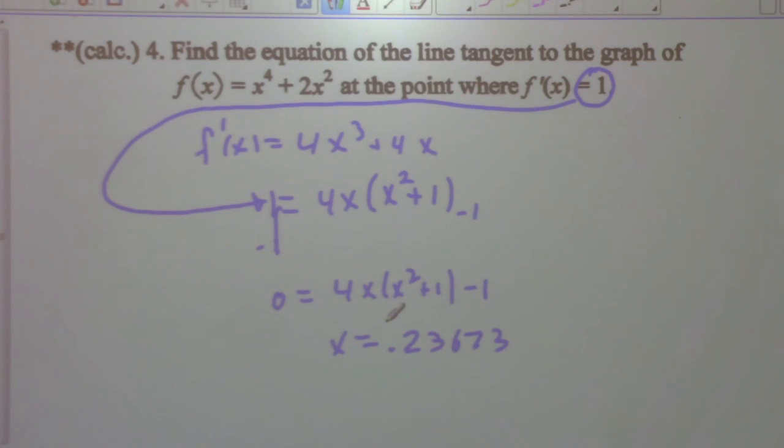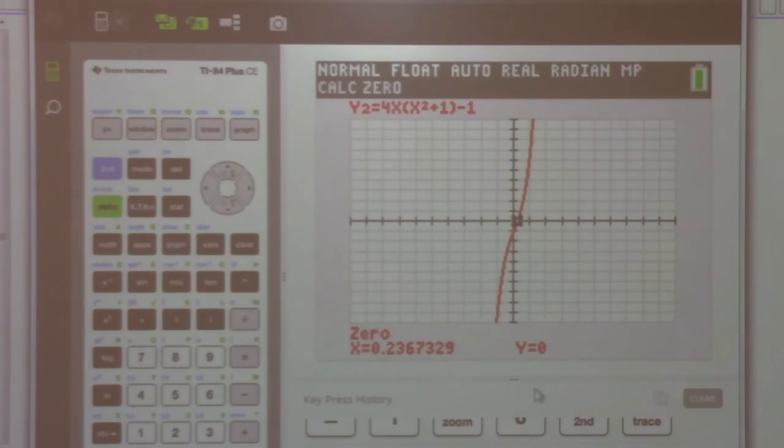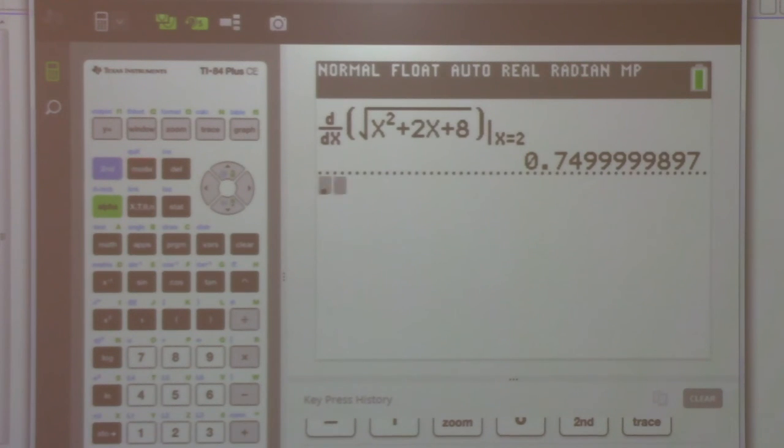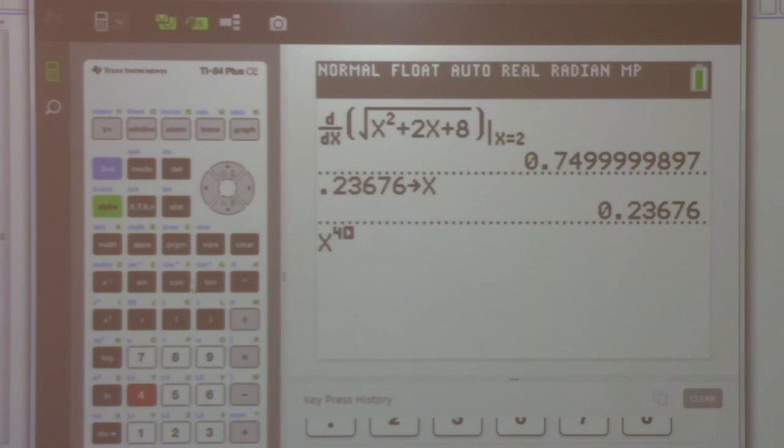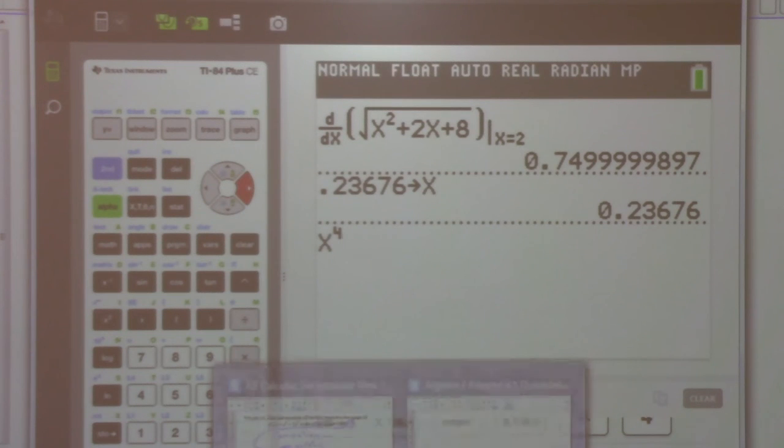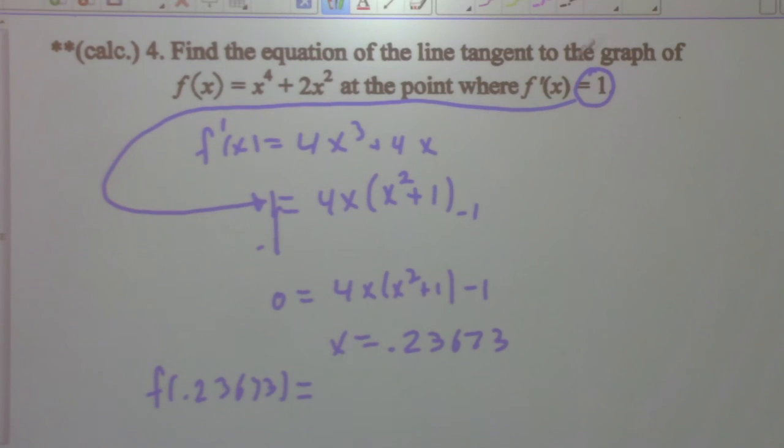So now that's our x value, and so what do we have to find else? Oh, each one of the lines, so you just plug that into the original equation. Okay, I'll show you how to do a calculator technique on this. 0.23673, store as x. Then we put x to the 4th power. And what else do we have here? It's x to the 4th power. What else is it? Plus 2x squared.